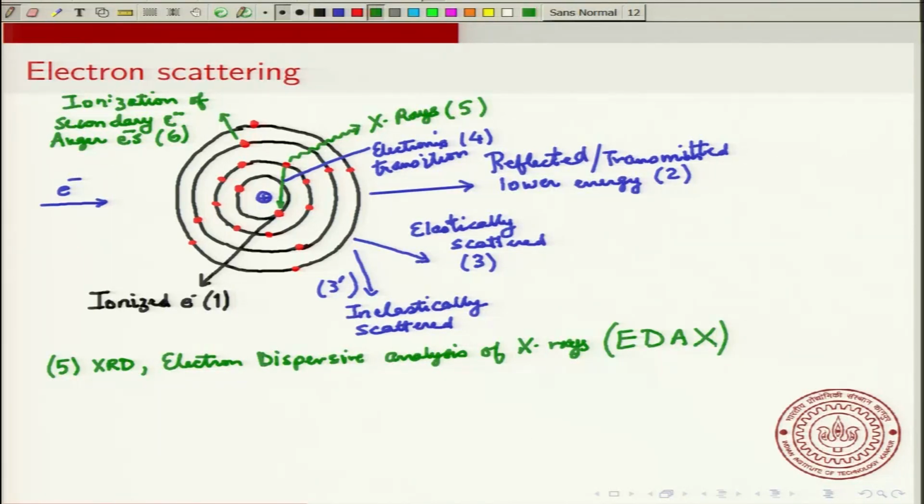Now, this 3 prime, which is the inelastic electron that is scattered. If you analyze the properties of 3 prime, there is a technique called electron probe microscopy analysis.